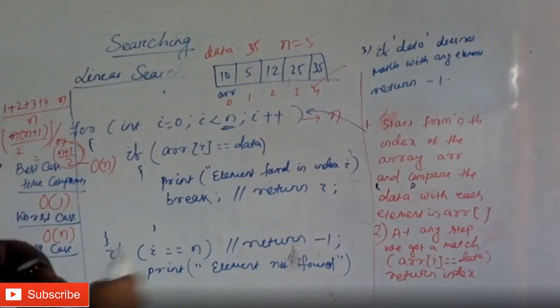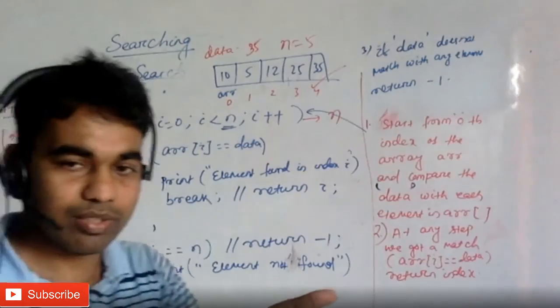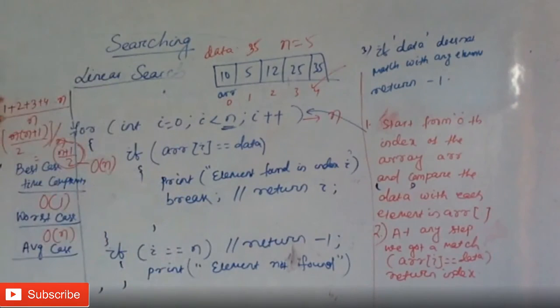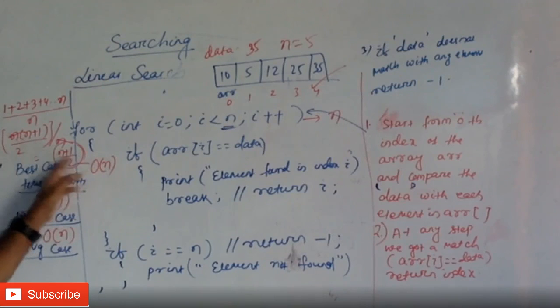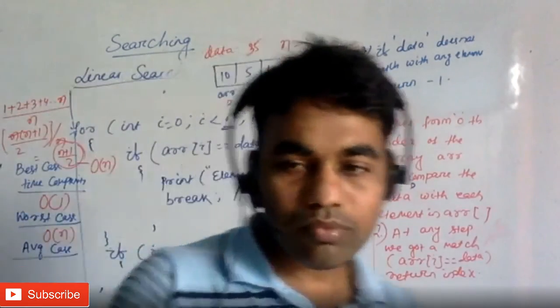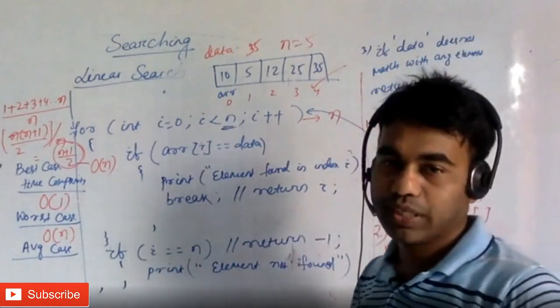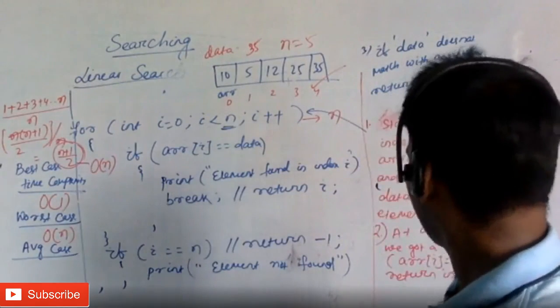Since I'm running n number of times, I divide by n, because I need to find the average. This is a simple mathematical formula: n into n plus 1 by 2, divided by n. This n is cancelled, and after that it is n plus 1 by 2, which is nothing but n by 2 plus 1 by 2, which is order of n. So that is the whole thing about linear search.